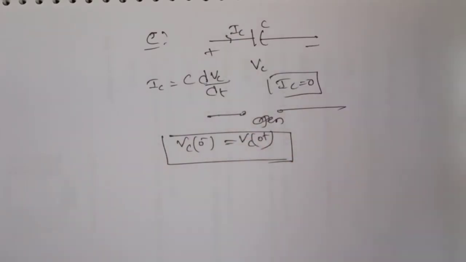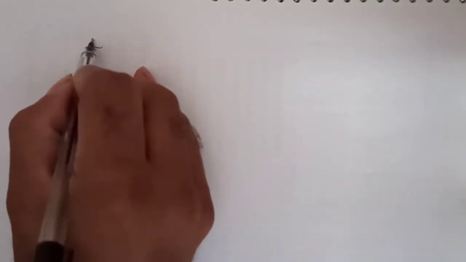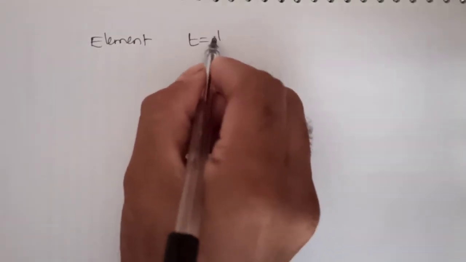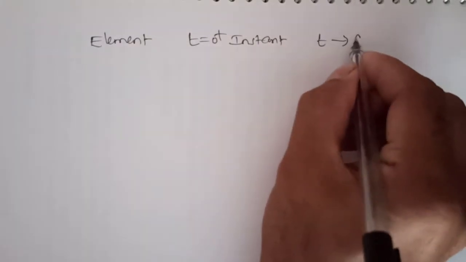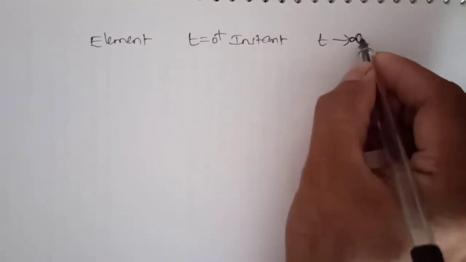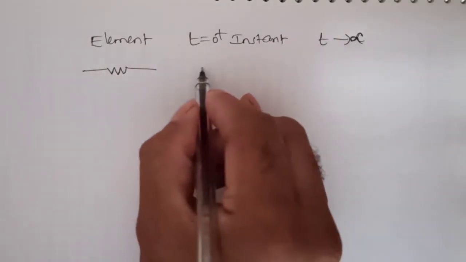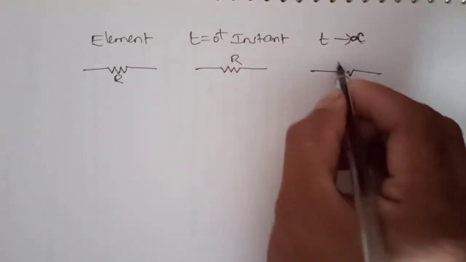So the conclusion is that the capacitor never allows sudden changes in the voltage. Now let us see the comparison between these three elements, how they look at t equal to 0 plus and t equal to infinity. Let us take down the element and its behavior at t equal to 0 plus instant, and the behavior at t tends to infinity. Let us take the resistor first. As it is a resistor, there is no change at t equal to 0 or at t equal to infinity.